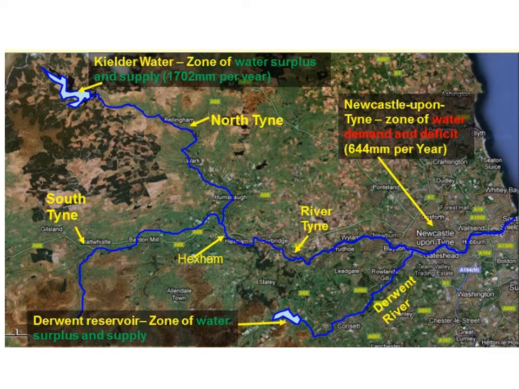And you can see the figures here, areas around Kielder with 1,702 millimetres of rain a year, and not that many people, all the way down to Newcastle with a high population density, but only 644 millimetres of rain a year. So once again, that point that we're moving from areas of low population density but high rainfall to areas of high population density but low rainfall.